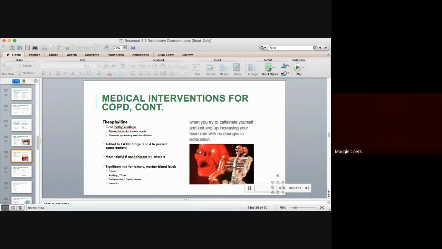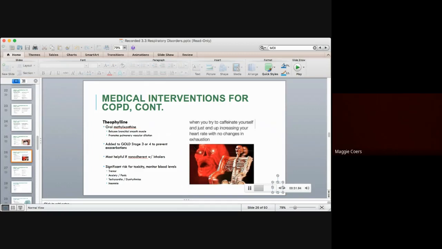Another option for treating COPD in stage 3 or 4 is theophylline. And this is a methylxanthine drug, which is essentially a synthetic version of caffeine. All right. It relaxes the bronchial smooth muscle, and it promotes pulmonary vascular dilation. It relieves pulmonary hypertension by that pulmonary vascular dilation.